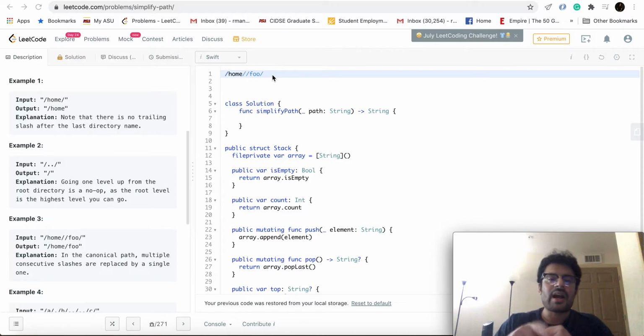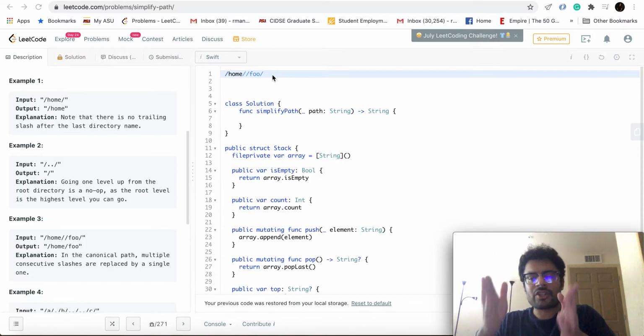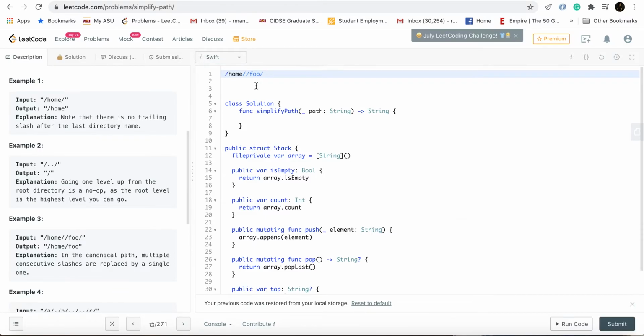And there should be no forward slashes after the last directory name. We have to ensure that. Suppose this is our path. As I said before, we'll replace all multiple forward slashes by a single forward slash, and we'll also remove the single forward slash at the end, and that will give us the expected output. Cool.